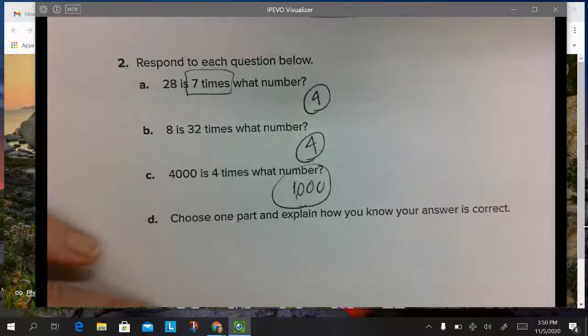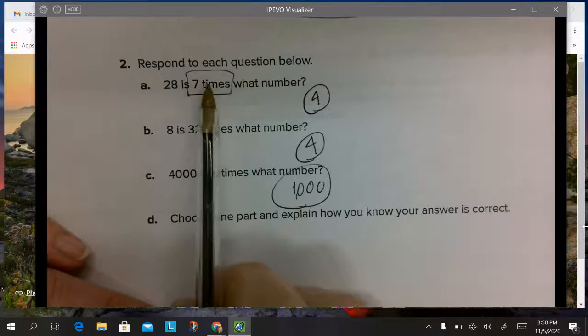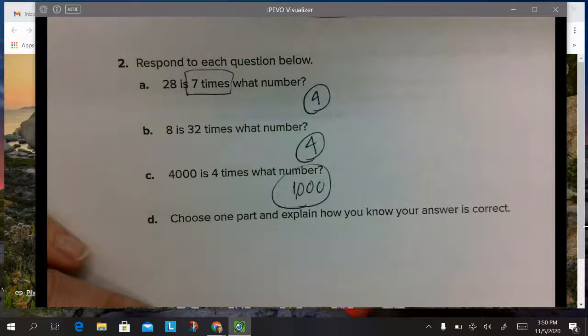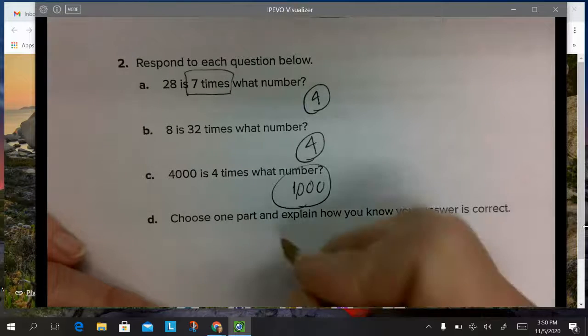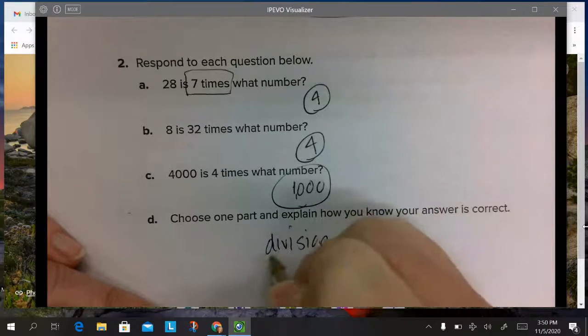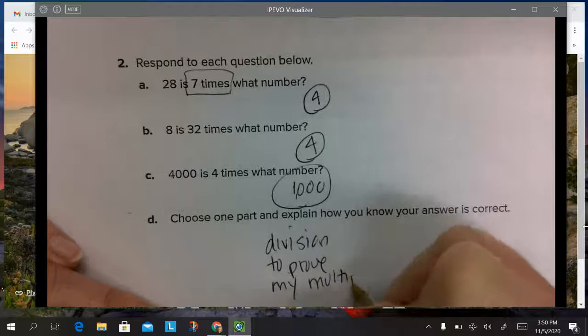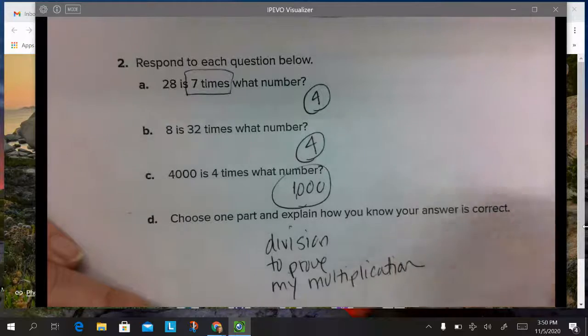Okay? And D says, choose one part and explain how you know your answer is correct. Well, I can do the reverse of multiplication, which is division, right? So 28 divided by 4 is 7. So that works. 32 divided by 8 is 4. That works. Or 4,000 divided by 4 is 1,000. So I'm going to use my division to prove my multiplication. All right, that's the first page. I'm going to flip and look at the second.